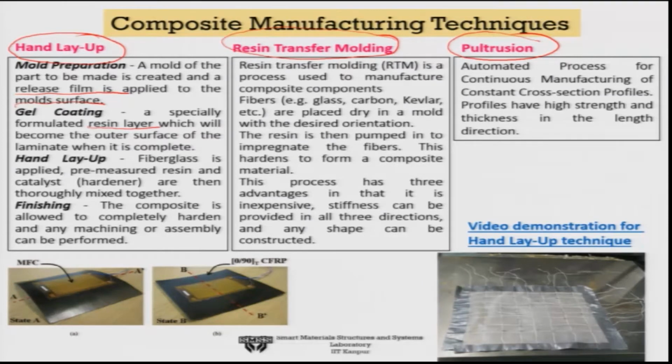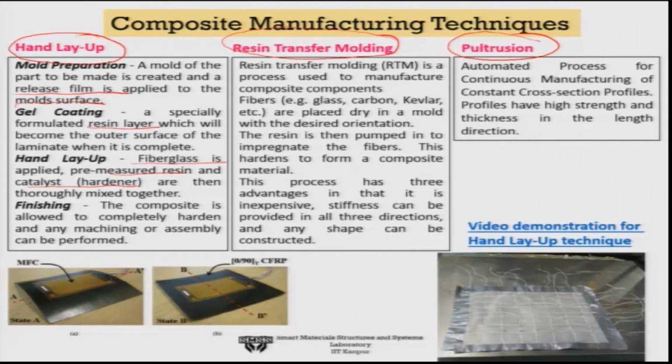It will also give a nice glossy finish to the composite, and then we apply the fiberglass in terms of the fibers, and pre-measured resin and some catalyst, because these resins on their own, if you want them to get hardened, will take a lot of time. So, in order to reduce the time and to increase the network densities of these thermoset polymers, we use a catalyst or a hardener along with the resin, and mix them all together.